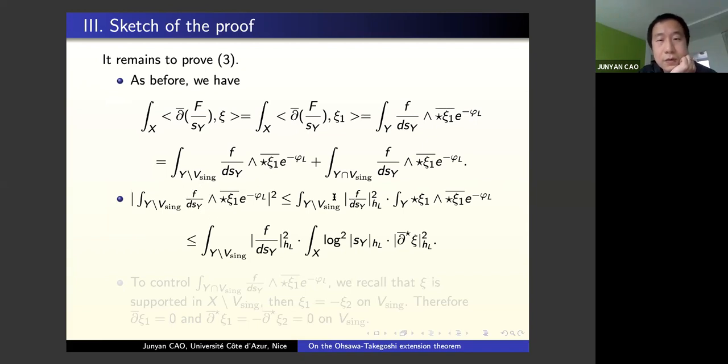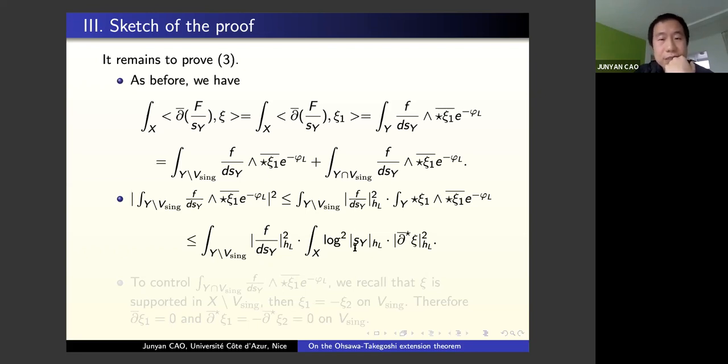That means that for the integral outside the singular locus of Y, we know that we have this inequality by using the Cauchy inequality. And now, as we explained before, by using our lemma, we know that this term can be controlled by this term. So therefore, this integral outside the singular locus of Y can be controlled by the L2 norm of small f outside V times this term.